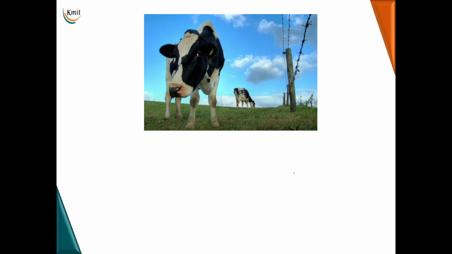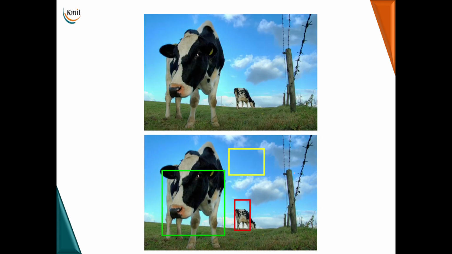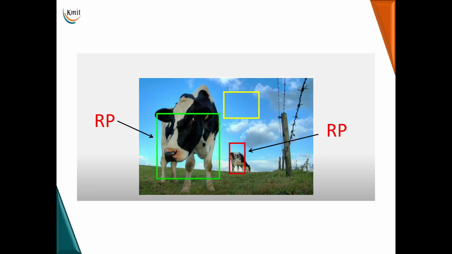One more example. Consider this image. These are the 3 region proposals: green, red, and yellow. So the probability of finding an object in green and red is more compared to that of yellow. Hence, the green and red boxes are called region proposals.